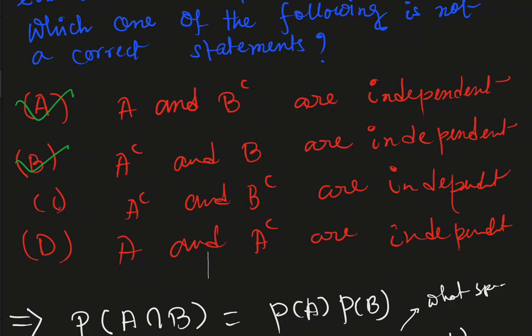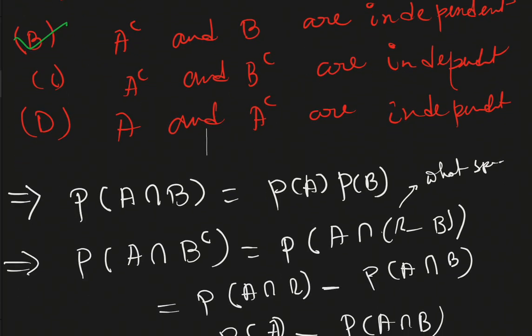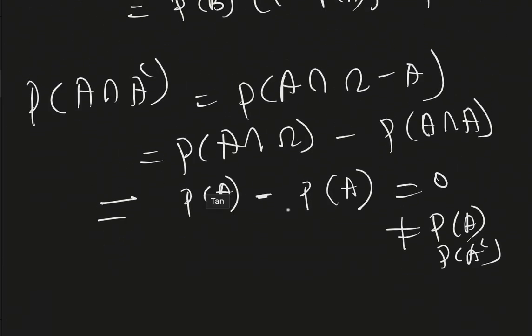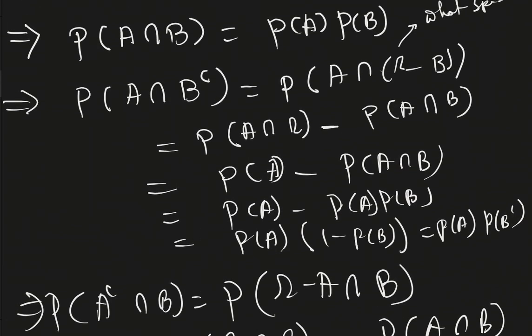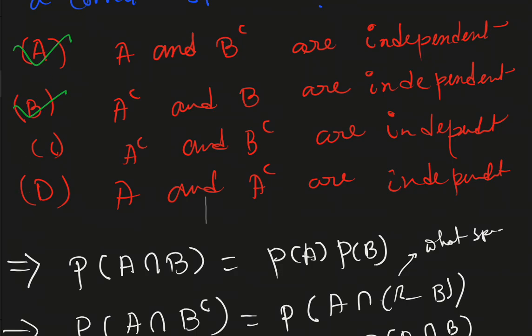Let's check C. We haven't checked C, right? Okay. Let's check C. So this is not true. So that means the 4th is not true. This is not true. Let's check C.